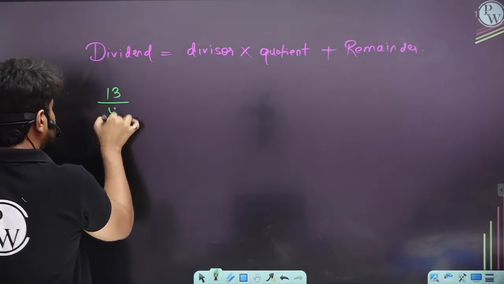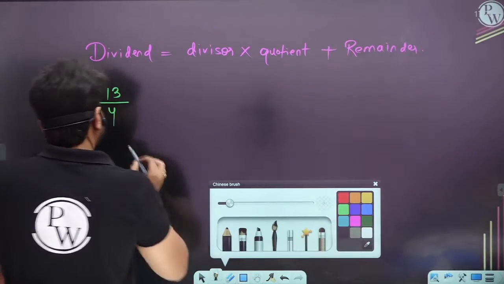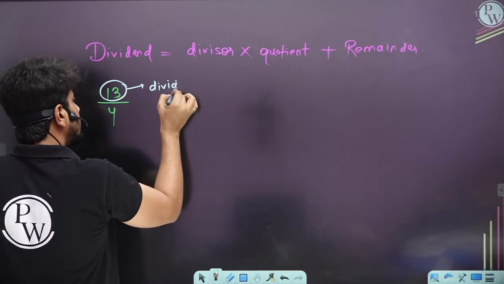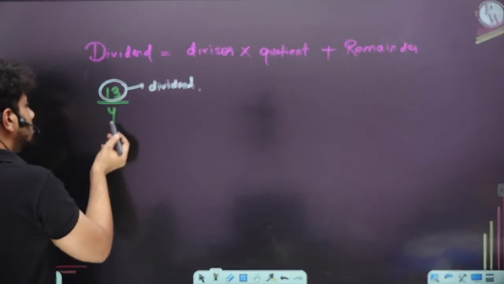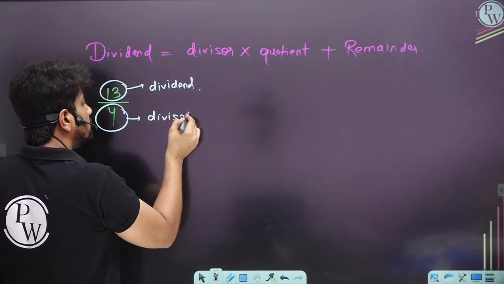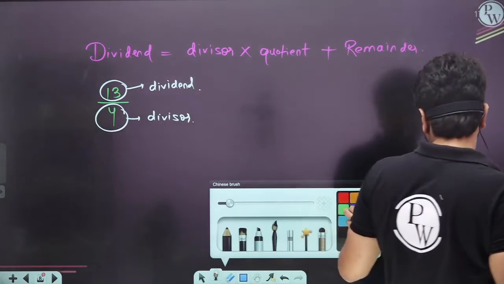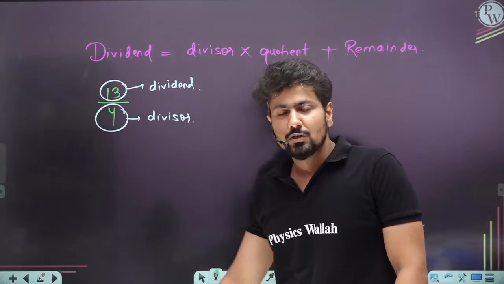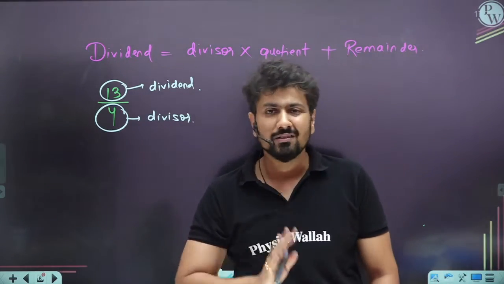Like, let's say suppose I divide 13 by 4. Now what is 13? 13 is known as the dividend, the one thing that is getting divided. 4 is the divisor. There must be some remainder, right? You tell me what will be the remainder when I divide 13 by 4. Everybody knows that 4 3s are 12. If you divide 13 by 4, the remainder will be 1.